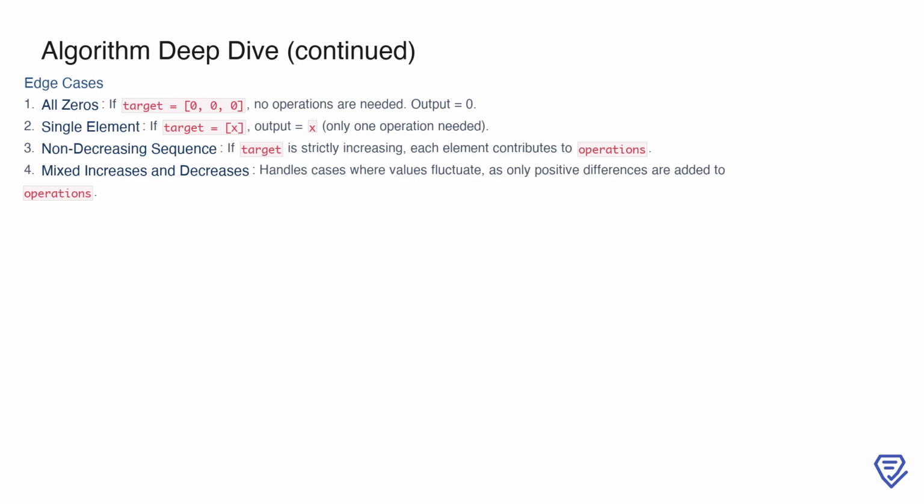Let's consider some edge cases. If the target array contains only zeros, no operations are needed since the initial ARR is already identical to target. For a single element array, the number of operations is simply the value of that element, as only one increment operation is needed. In the case of a strictly increasing sequence, each element contributes to the total number of operations based on the difference from the previous value. For mixed sequences with increases and decreases, the algorithm correctly handles fluctuations by only adding positive differences to the operation count. These examples demonstrate the robustness of the approach in handling various scenarios.